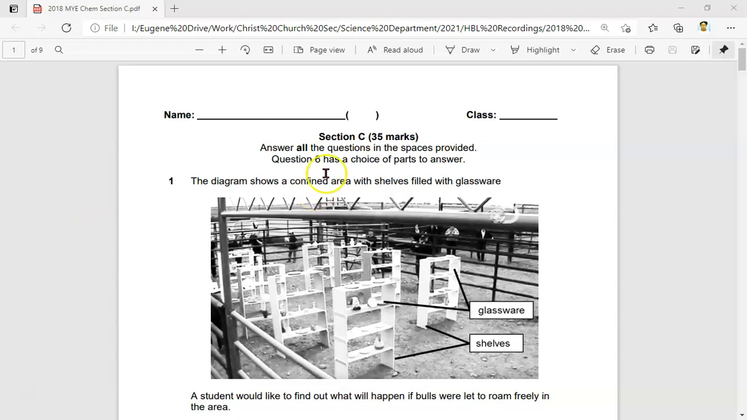Okay, hi everybody. So I'm going to go through section C over here. For the Sec 1 End-of-Year Paper 2018, the Chem section only. So let's look at the first question.